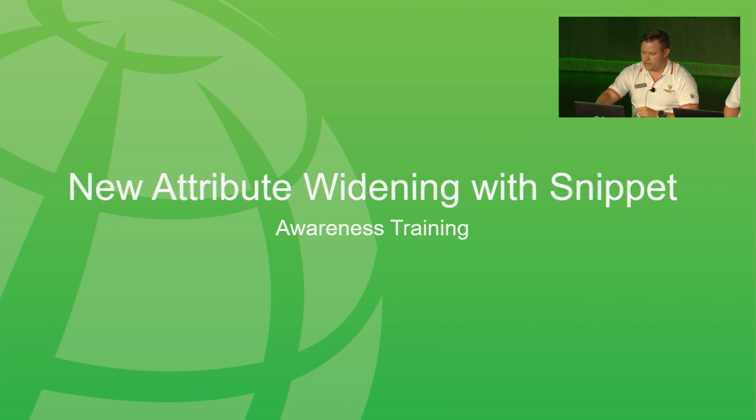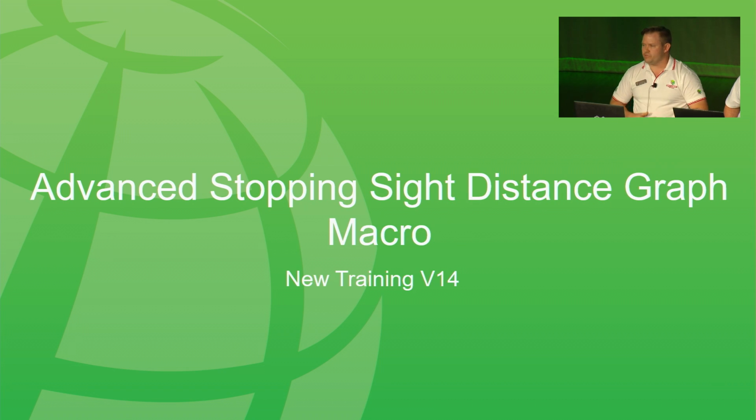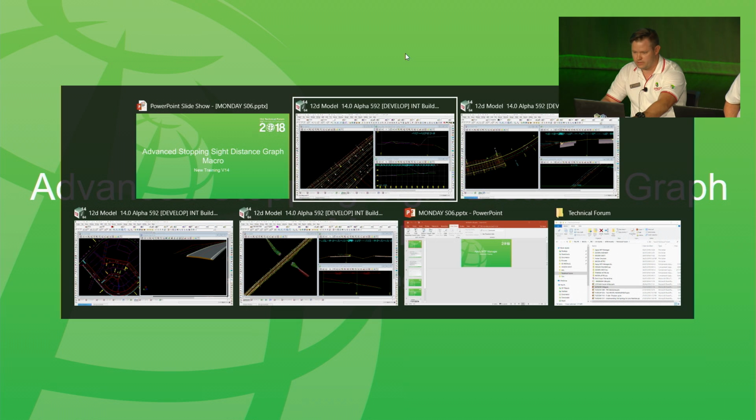All right. Last tool I want to show you is, and this one is new to version 14, the Advanced Stopping Sight Distance graph macro. This one's been written by Paul. So let's go and have a look at that.